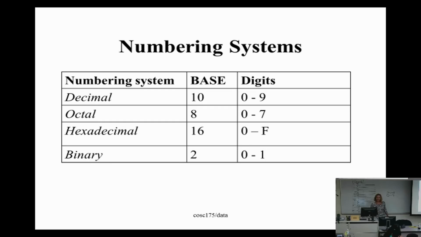Let's take a binary number, which is the first base we're going to look at. What values can the computer store? The computer can store 0 and 1. So what base is going to work in this situation? Base 2. And what numbering system is base 2? Binary.